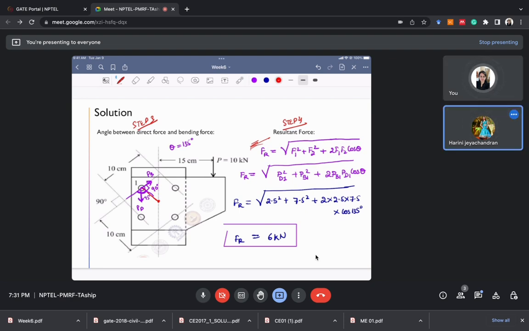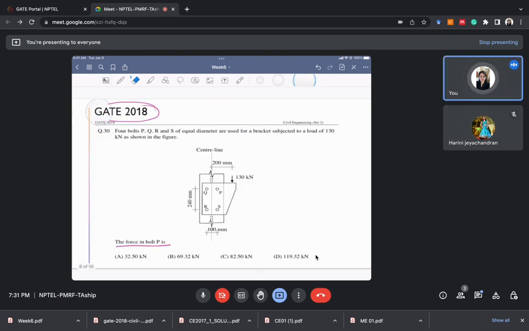Okay. In the next question, you will see that a similar question came in GATE 2018 also. Very similar question. In this question also there are 4 bolts which are given to us.